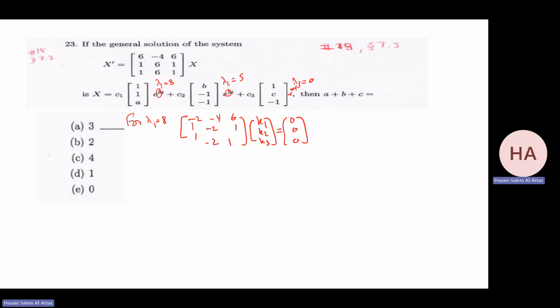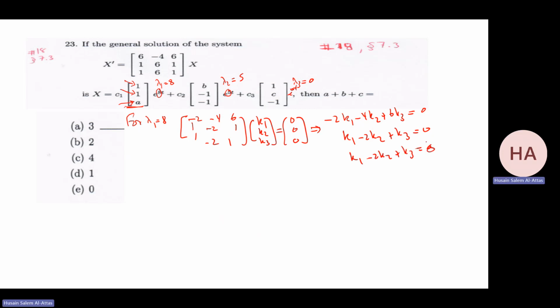One trick you can do: I know that this eigenvector, where k1 equals 1, k2 equals 1, k3 equals a, should satisfy the equation. So I substitute in any equation, and I should get k3. Let me write the equations. Minus 4k2 plus 6k3 equals 0. I have k1 minus 2k2 plus k3 equals 0.